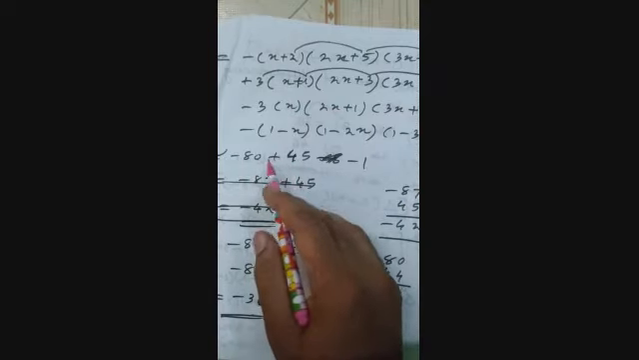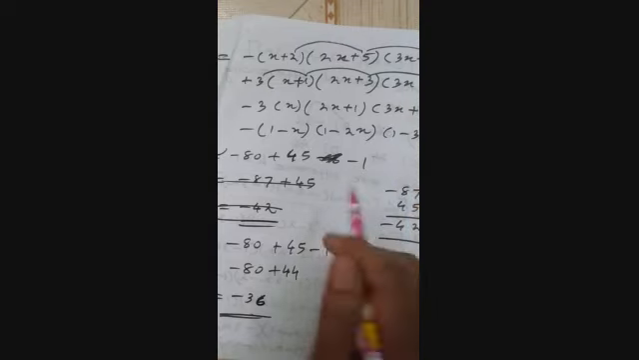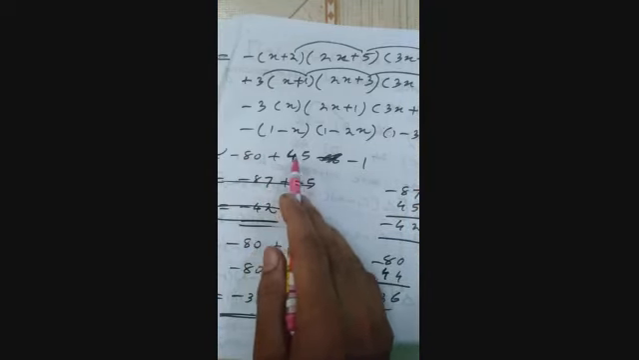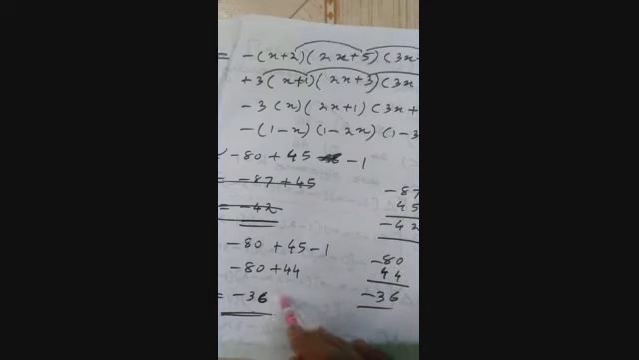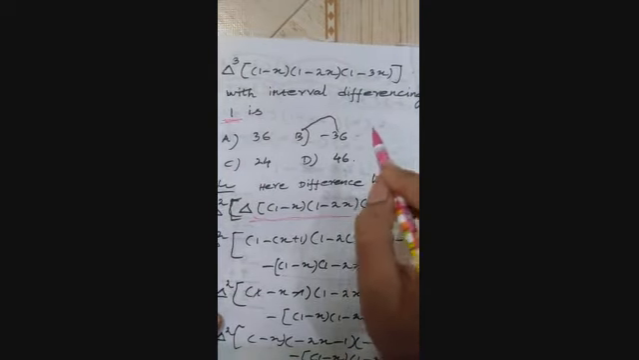So I pick only the constant term, because the options are given only in constant terms. So minus 80 plus 45 minus 1. Finally we are getting the answer minus 36. So minus 36 is the right option. But in examination time, it is a lengthy process, and there is no need for this one.